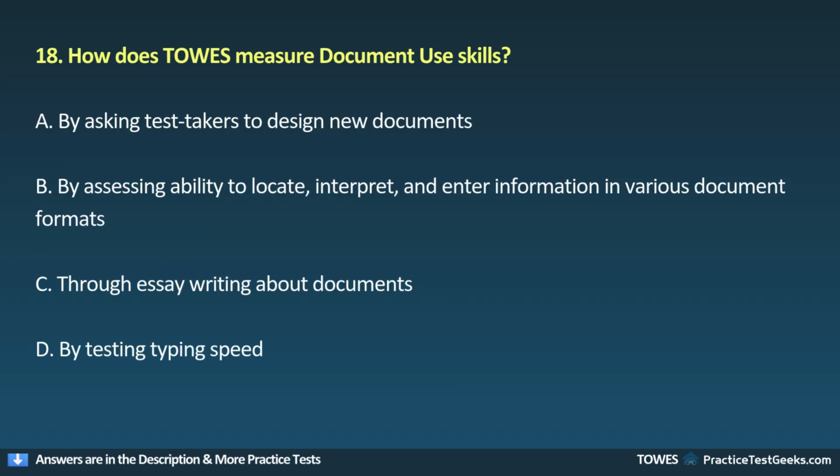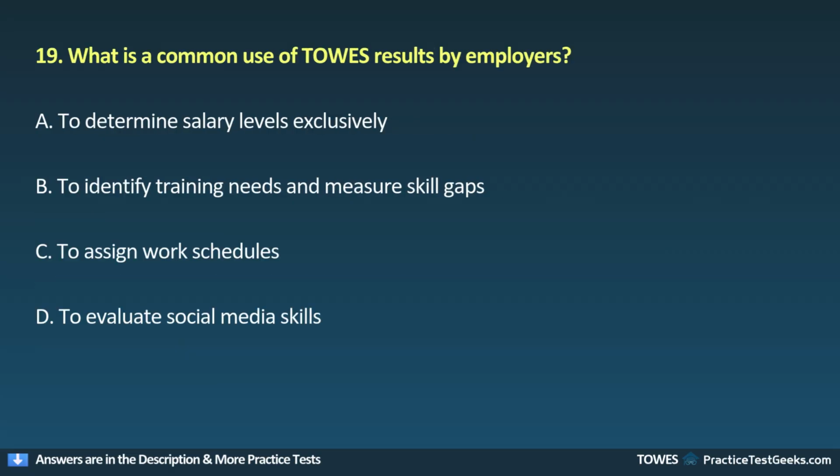18. How does TOWES measure document use skills? A. By asking test takers to design new documents. B. By assessing ability to locate, interpret, and enter information in various document formats. C. Through essay writing about documents. D. By testing typing speed.